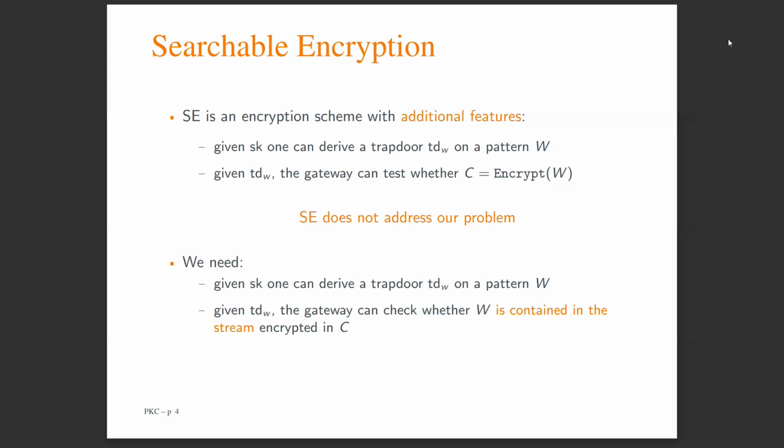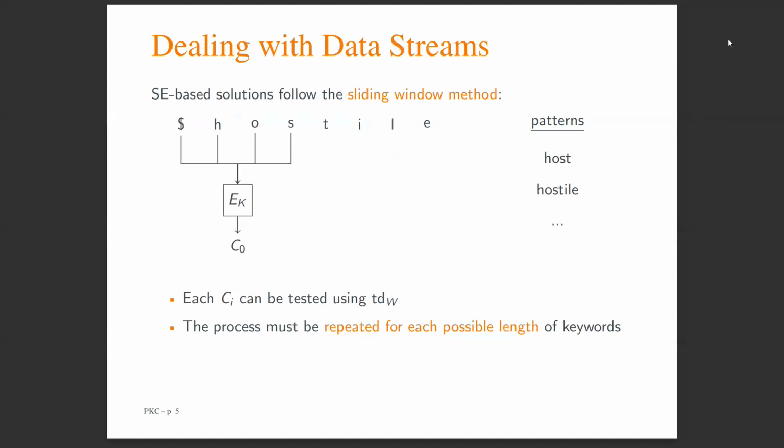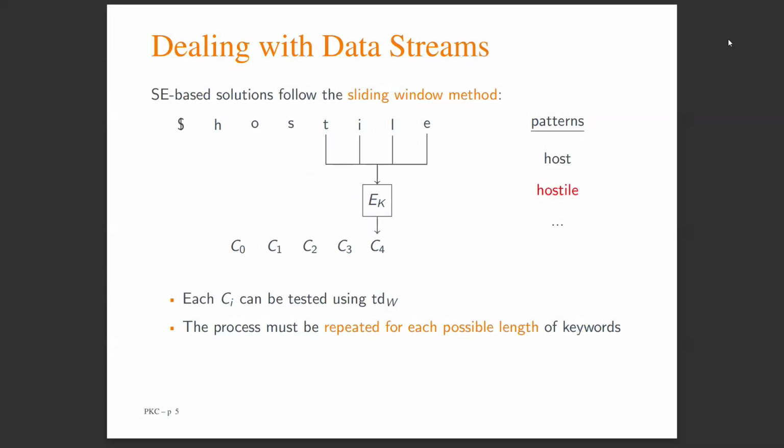And this is why, in practice, solutions based on searchable encryption use a technique that is called a sliding window method, which consists in setting a window of some fixed size and then encrypting the streams by shifting the window character per character, for example, as illustrated on the slide. So it works, but only for patterns that have exactly the same size as the window. Typically, if we look at the last pattern, it won't be detected this way.